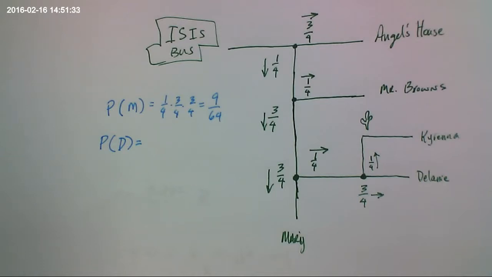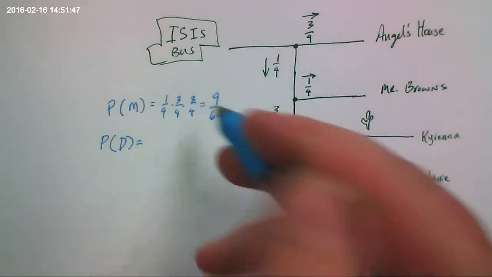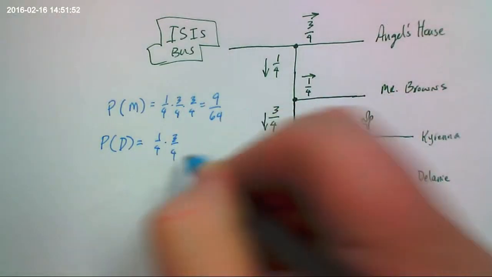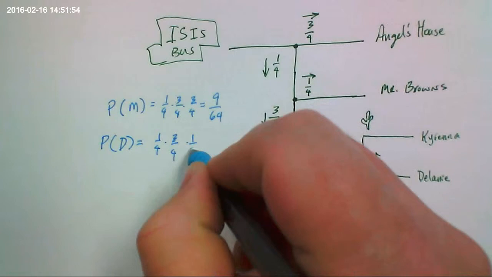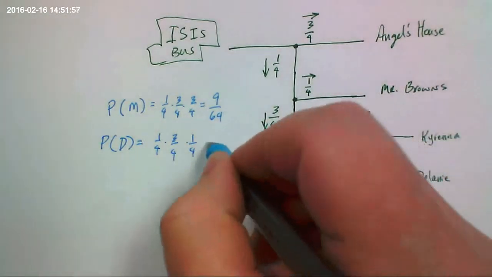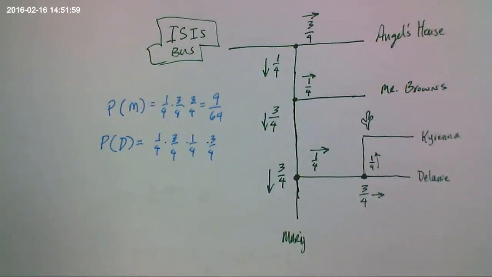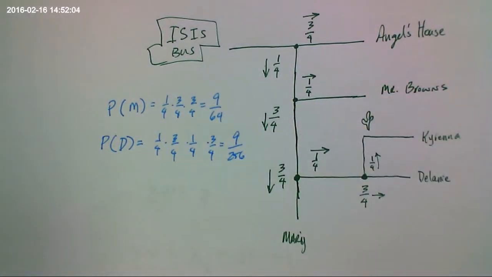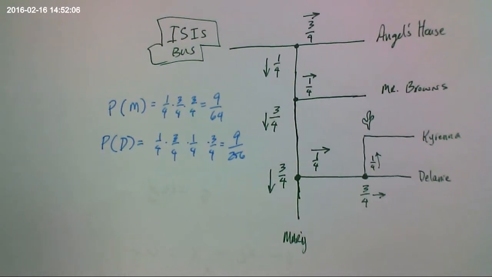Delaney, did you figure out the probability that you're going to die? Yeah, what is it? Well, I haven't simplified it. Oh. Well, don't worry about reducing it. 27 out of 256. Do you guys agree with her? So for Delaney, we got 1/4 times 3/4, then times 3/4, then times 1/4, right? Is that right? No, I did it wrong. It's 9 out of 256. You had an extra 3 in there.